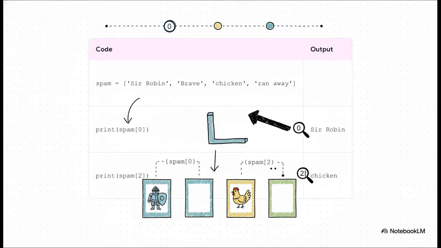All right, let's look at some actual code. We've created a list here called spam with 4 different strings in it. Now, to get an item back out, we use its position, which we call an index. But, and this is the super important part you cannot forget, in programming, we always start counting from 0. So to get the very first item, Sir Robin, we ask for spam[0]. And to get the third item, chicken, we have to ask for spam[2]. Got it? 0-based indexing is absolutely key.